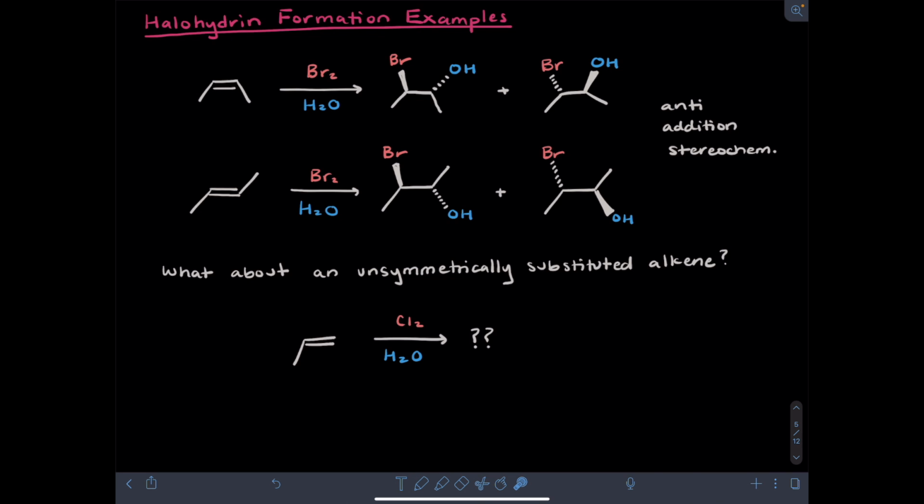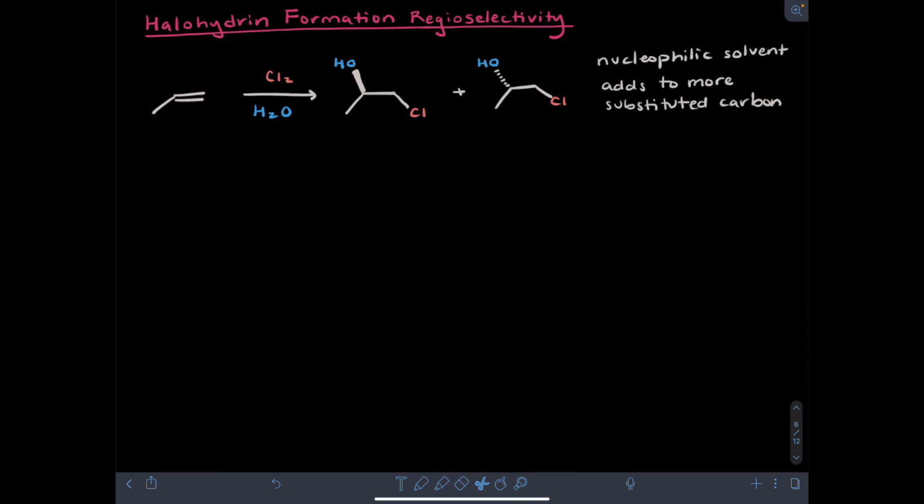Both of these examples involved symmetrically substituted alkenes, so each carbon had the same number of other carbon substituents. We now have to worry about what if you had an unsymmetrically substituted alkene, for example, a monosubstituted alkene. Which carbon of the alkene will get the halogen, and which one of them will get the nucleophilic solvent? It turns out that the regioselectivity of this reaction is that the halogen adds to the less substituted carbon, and the nucleophilic solvent adds to the more substituted carbon.